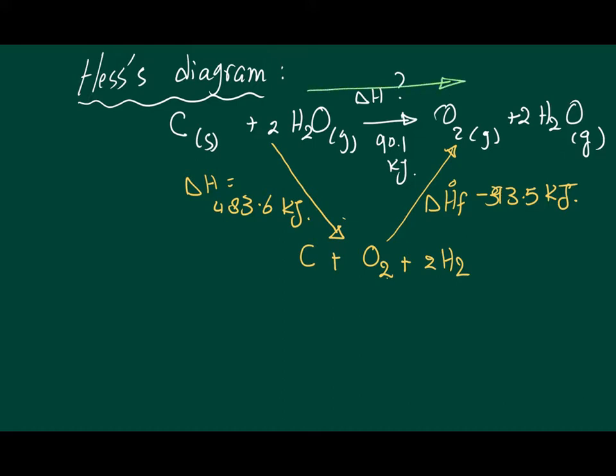Now we need to label on our graph where is route 1 and route 2. This is route 1 and here is route 2. So according to Hess, the delta H is independent of the route taken. So if you add these values, 483.6 kilojoules plus minus 393.5 kilojoules, you will get the value 90.1 kilojoules. Now you can prove that you are working correctly.